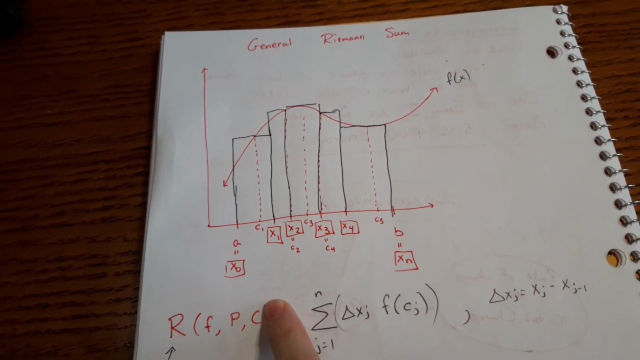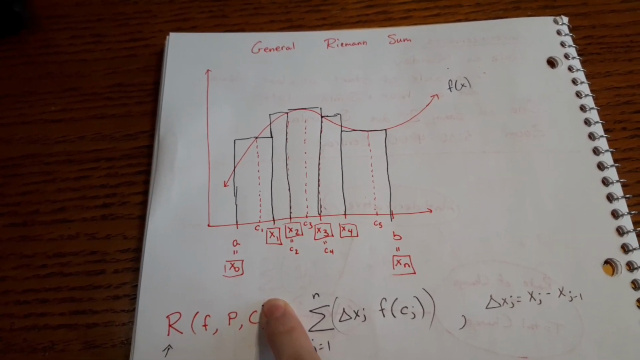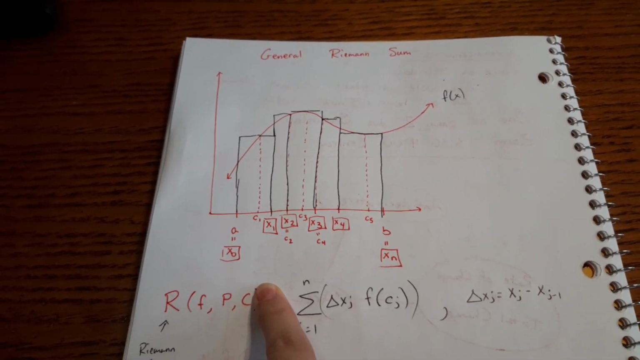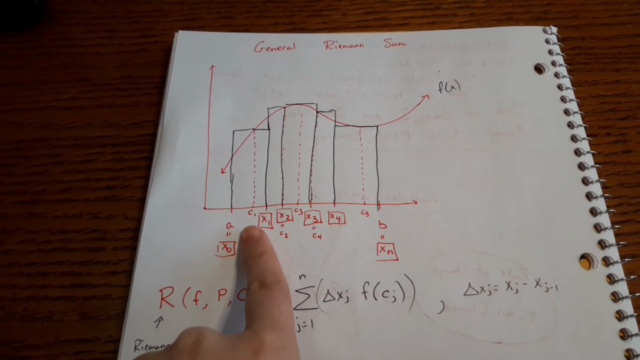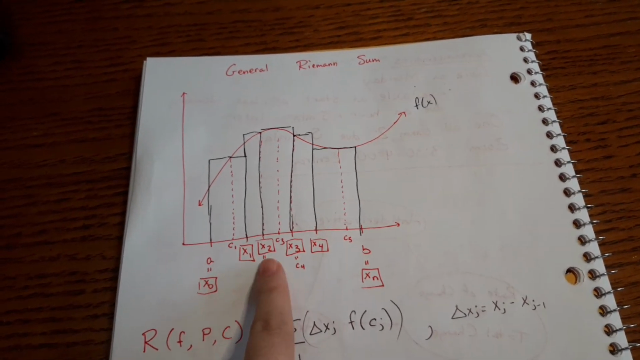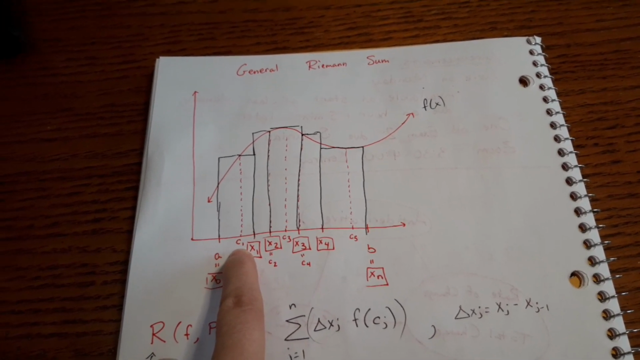Up until now, all our Riemann sums, which are the left, right, and middle, were an equal distance apart, but they don't have to be. Also, you can determine the height of your rectangles at any point between, like for this one, between x1 and x2, including x1 and x2. So this first rectangle, we're choosing our height at C1, which is just somewhere in the middle.